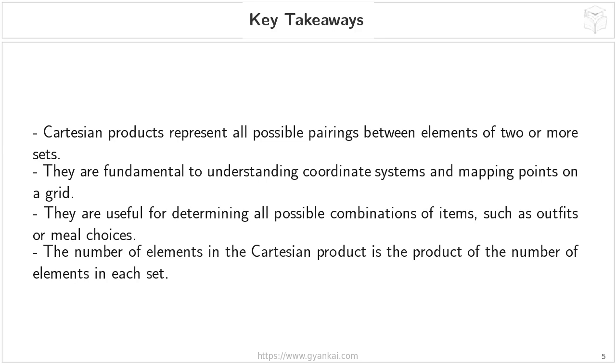Finally, let's talk about the size of the Cartesian product. If you have two sets, let's say set A has m elements and set B has n elements, then the Cartesian product of A and B, written as A cross B, will have m times n elements. In other words, you multiply the number of elements in each set to find the total number of ordered pairs in the resulting Cartesian product. This is a really important point to remember when you're solving problems.